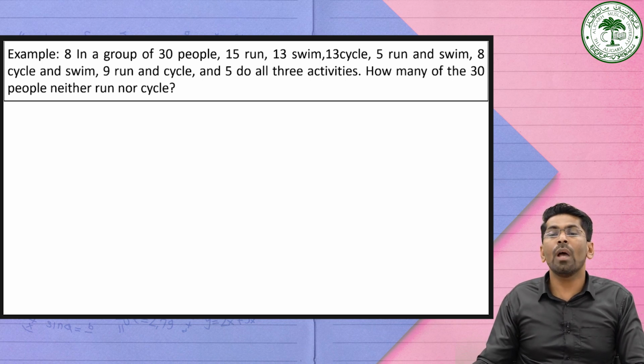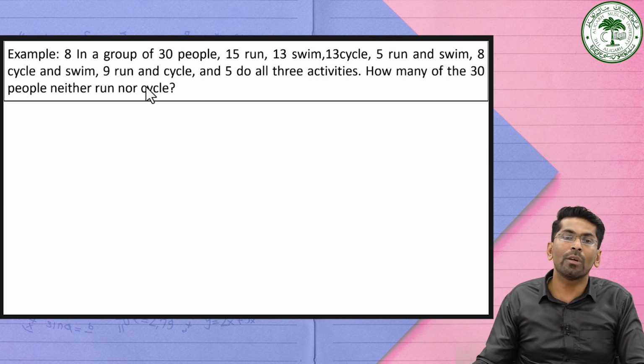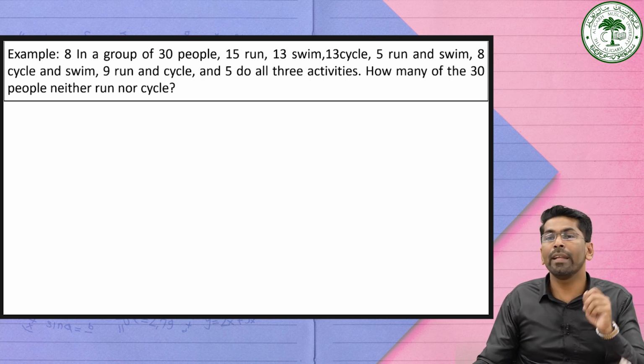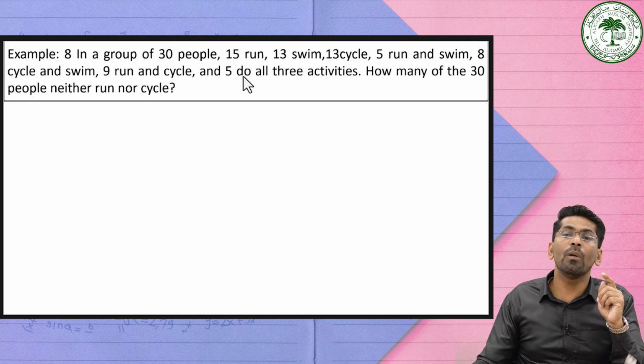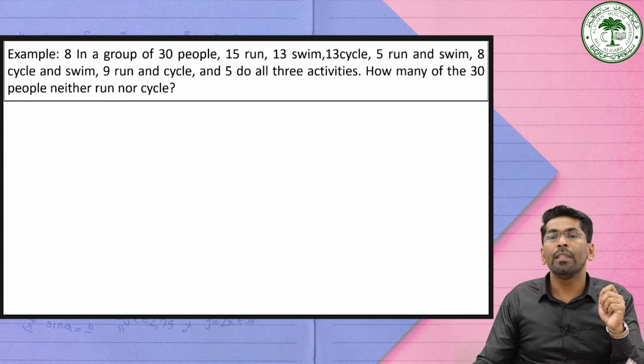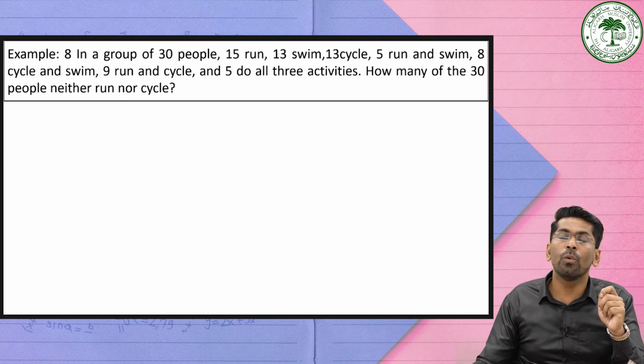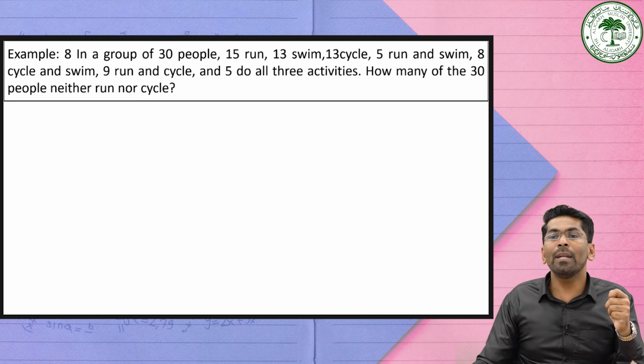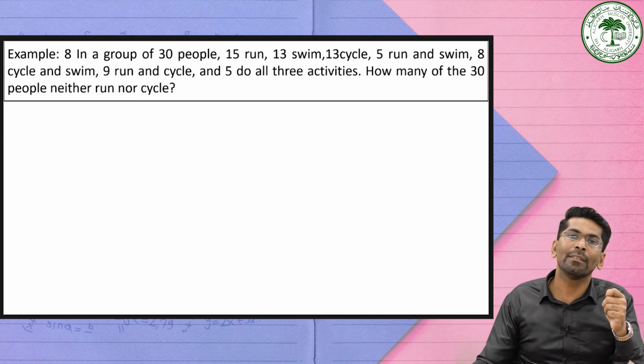We want to find out how many do neither running nor cycling. The question is very tricky here. Two groups of people come under this particular category, that is, neither run nor cycle. The first category is those people who do not do anything, which also comes under the category of neither run nor cycle. I hope you are clear.